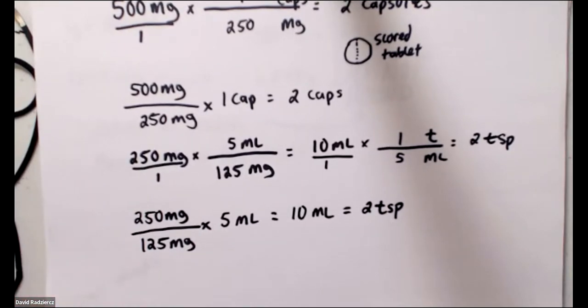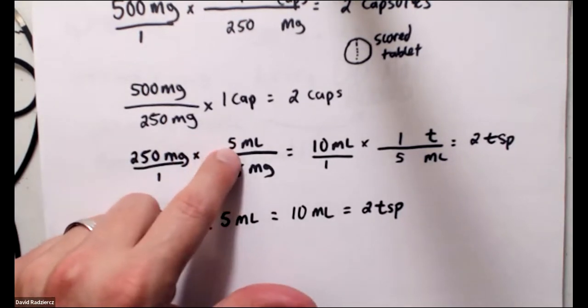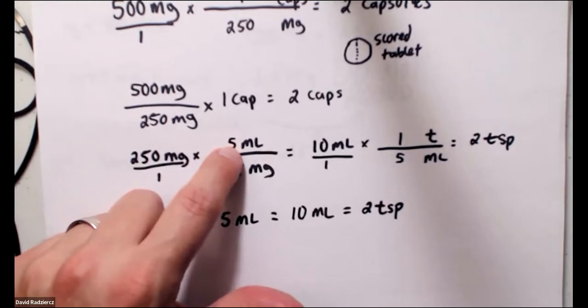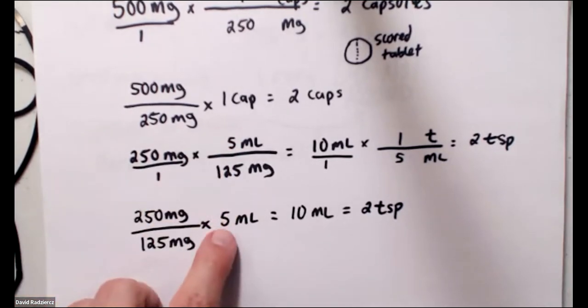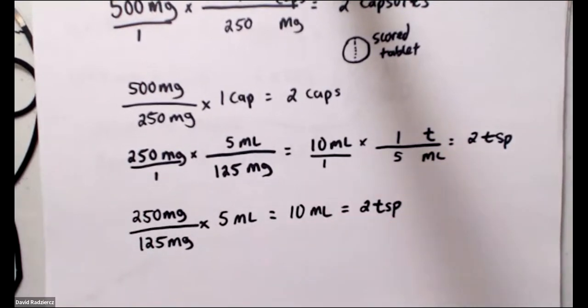Lastly, what I'll mention is you can save another step here. If you know that 1 teaspoon is 5 milliliters, then you could just substitute 1 teaspoon for the 5 in either case, and then you'd still get the same answer, the 2 teaspoons. So you can substitute that should you desire to do so.